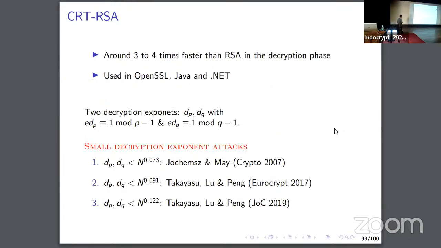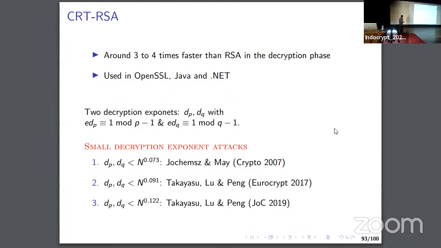Now another very important RSA variant is CRT RSA, the Chinese remainder theorem variant of RSA. And many times when we say RSA is working, it is actually the Chinese remainder theorem variant of RSA, and it is around 3 to 4 times faster than RSA. It is used in OpenSSL, Java, .NET, and here, instead of one decryption exponent as in RSA, we have two decryption exponents, dp and dq, with this equation. So e dp equal to 1 modulo p minus 1 and e dq equal to 1 modulo q minus 1. Okay, so you have now two equations.